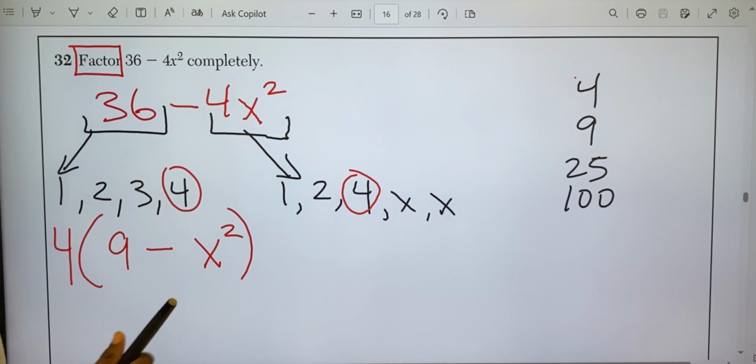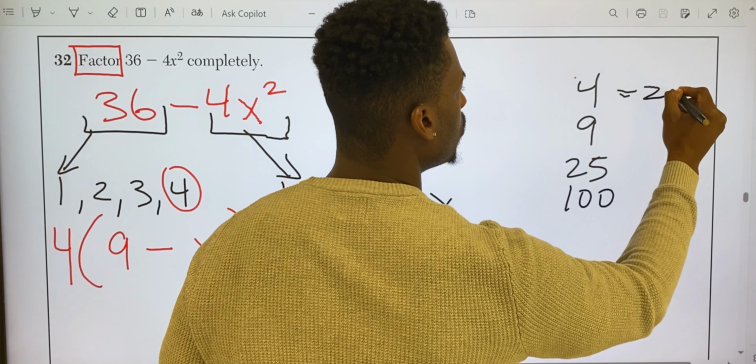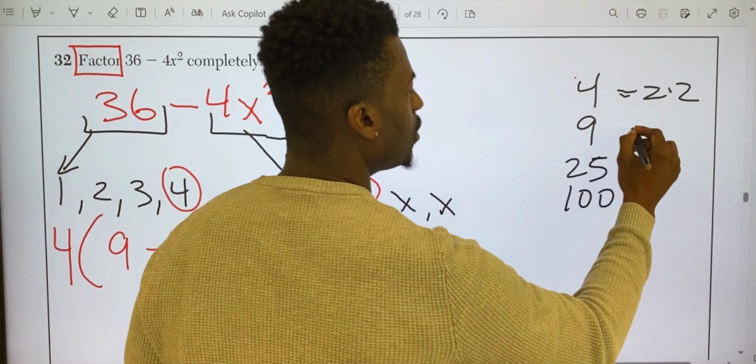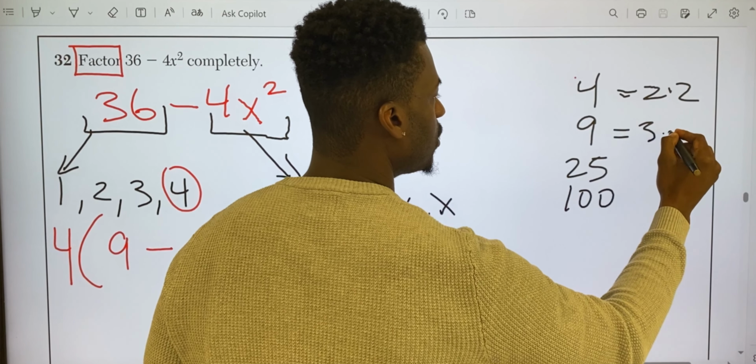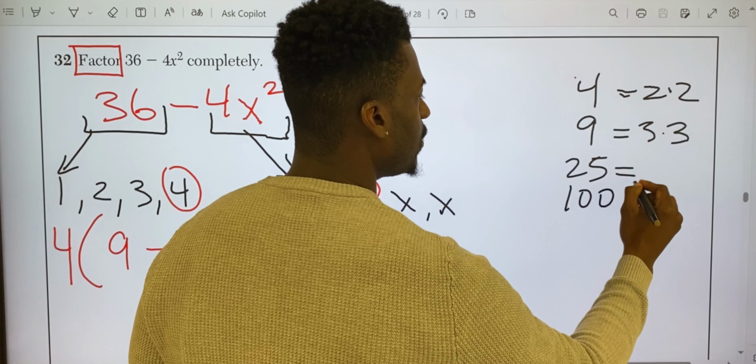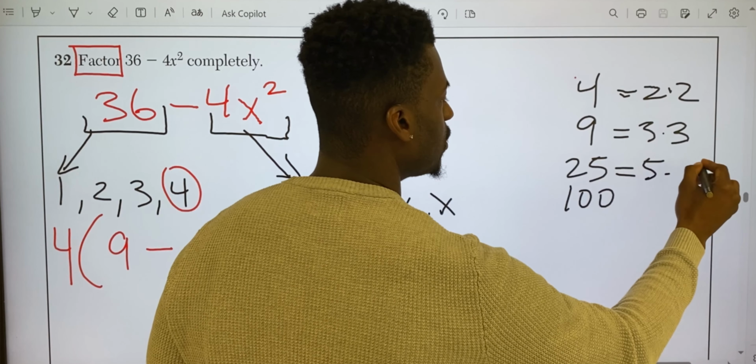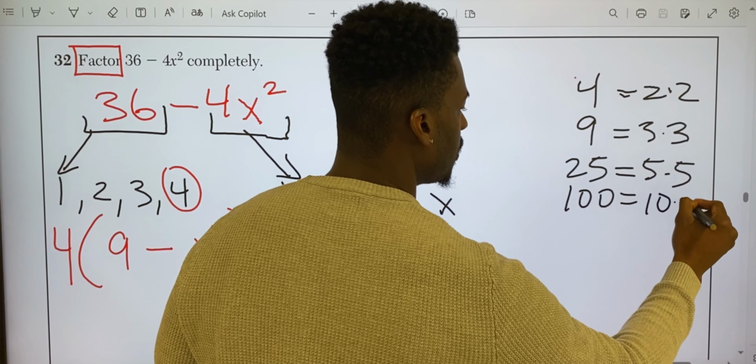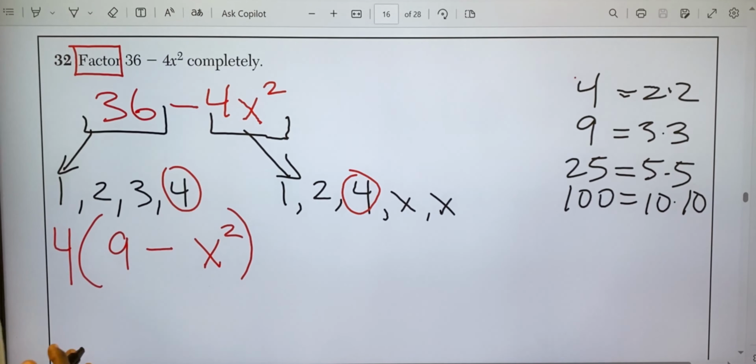Right. 2 times 2 will give you 4. 3 times what gives you 9? 5 times what gives you 25? 10 times 10. So these are perfect squares. What number do I multiply by itself to get this 9? 3.